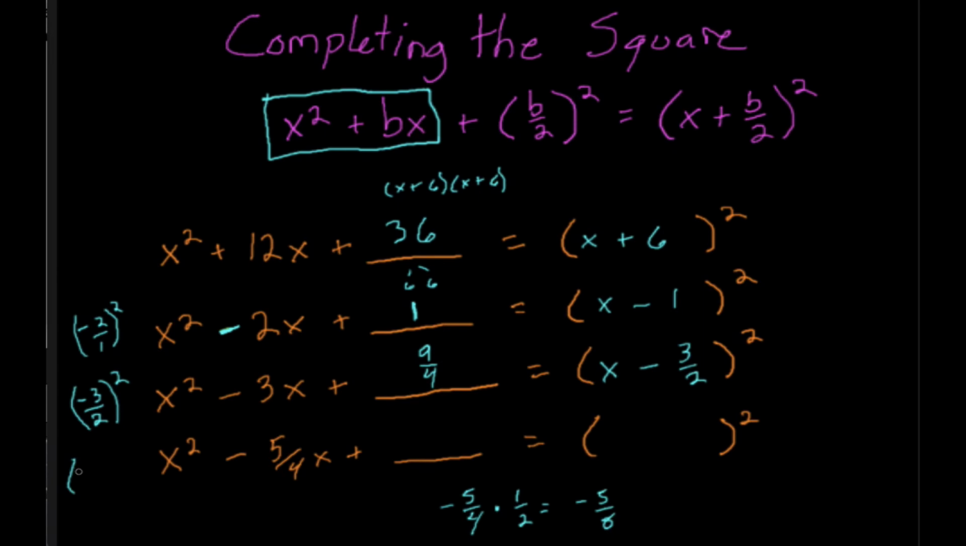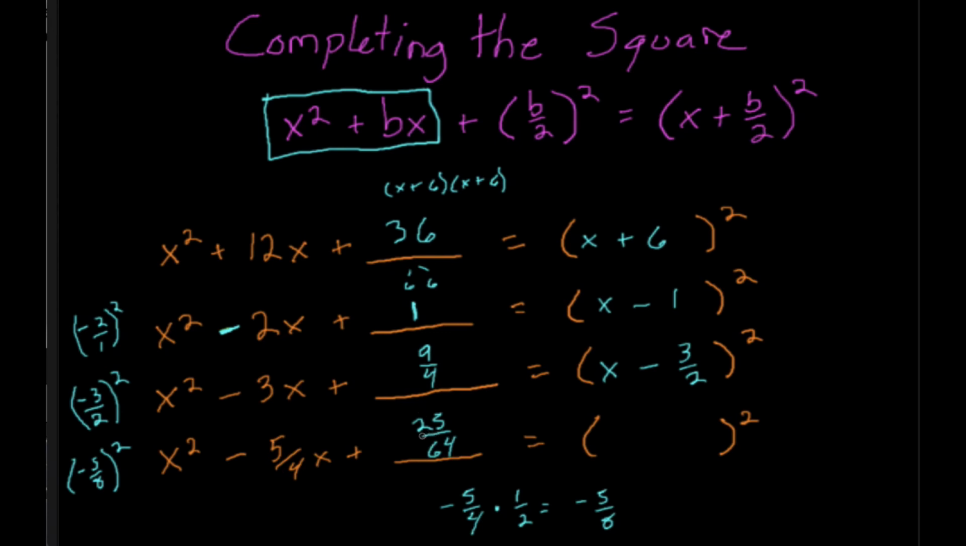So we take negative 5/8 and we square it, and what do we get? Well, we get 25 over 64. Again, is this a trinomial that you want to try factoring? And the answer is no. So we're going to use this little property.